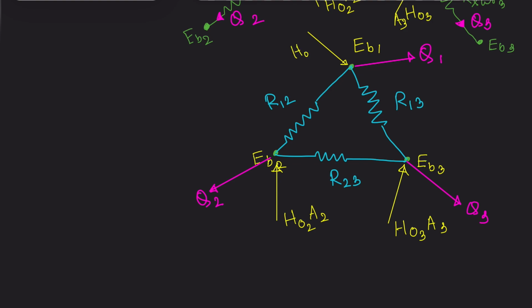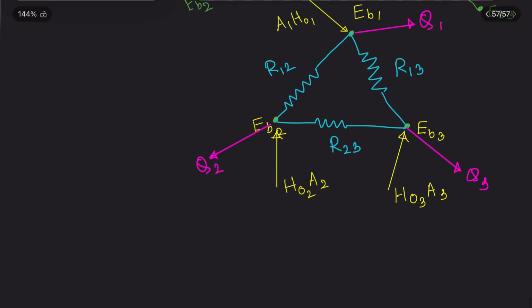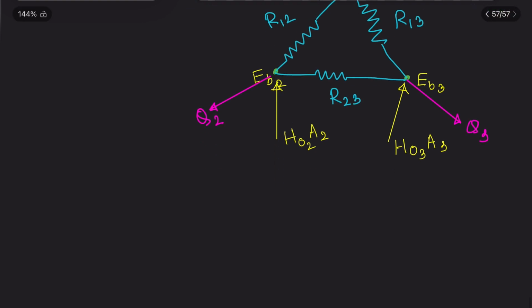So this is HO1 A1. Clear? Fine. So now let me do it in another way. That is, I need to find the net radiation heat transfer. So I have shown you, if I find Q3, then also I am done. So let us find Q3.